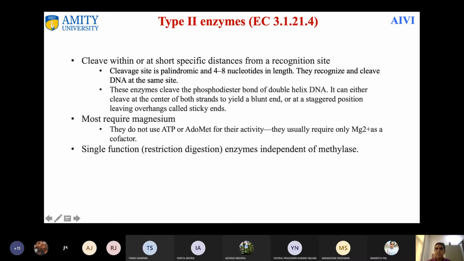Now the requirement: they don't need ATP, they don't need SAM, but they require only Mg2+ divalent ion, which is a cofactor. They have only a single function, not a second function. They have only the function of restriction digestion. They have an independent enzyme for the methylation. So in the type 2 system, you have a separate restriction enzyme and a separate modification enzyme. These are the properties of your type 2 restriction enzyme.